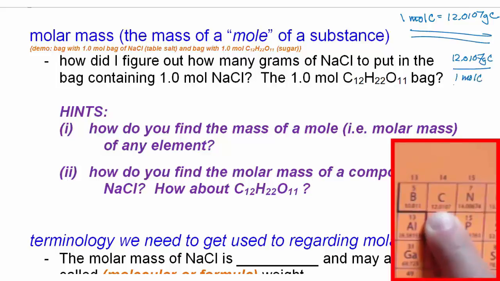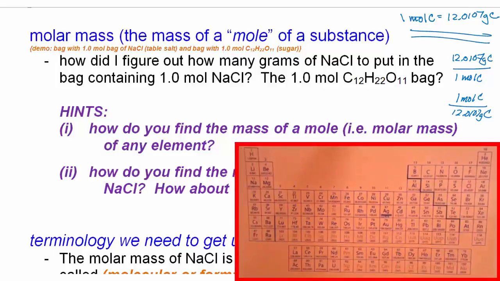You'll make these conversion factors if you like, or flip it. 1 mole of carbon, 12.0107 grams of carbon. So that's how we're writing molar mass. It's the grams of the material divided by the moles of the material. And you get the molar mass of the elements from the periodic table.